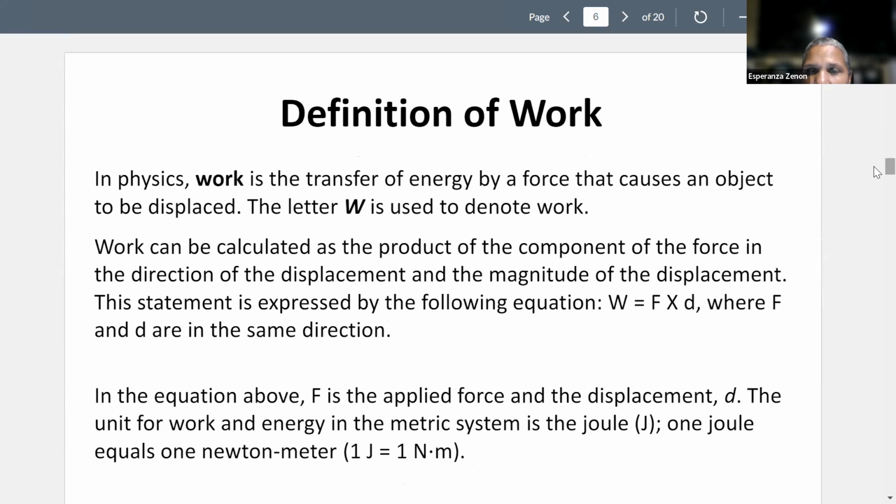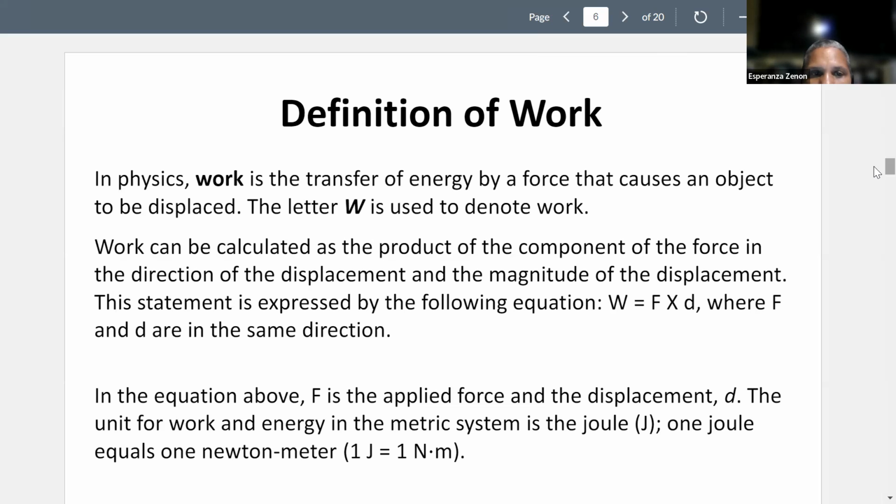Okay, so first let's talk about work. When we talk about work, we don't mean what we say every day, like where do you work? What we mean in physics is that there's a transfer of energy involved. So there's a force that's causing an object to move, and in the process, energy is being transferred. We use the letter W, capital W, to denote work. Please do not mix up this W with the W for weight.